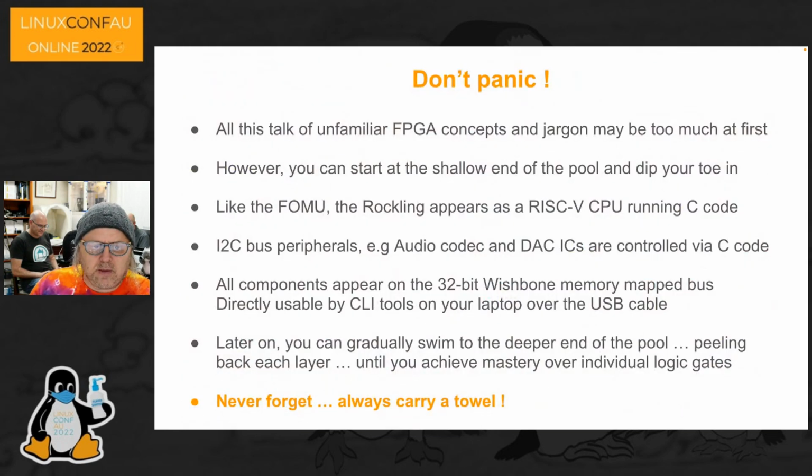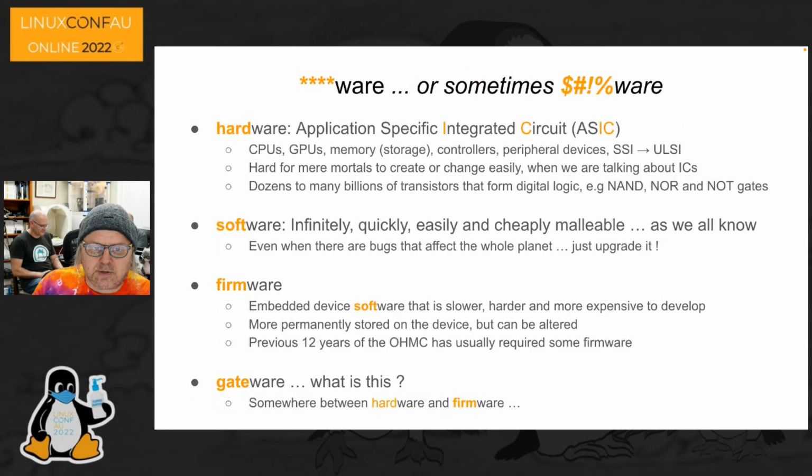And so for those who are new to FPGAs, I'm going to sort of dive in. There's lots of terminology and jargon, but don't let that put you off playing with your Rockling. At first they'll appear like a RISC-V processor just running C code. All the I2C peripherals are controlled by C, and all the CPU and the peripherals appear on a memory map bus, which you can just interact with directly from your laptop. So you can basically peek and poke and send commands to see what's going on. And as you gain more confidence, you can dive in deeper into the world of the FPGA tools and right down to the individual gates. So let's go.